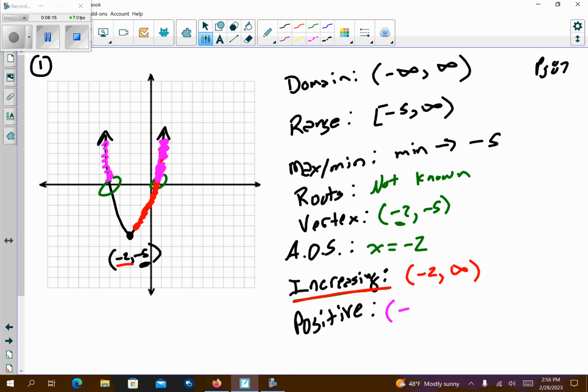So it's positive from negative infinity, and if I look at it, it looks like it's about negative 4.1. I'm just estimating. And it's also positive from my other crossing, that's like 0.2, to infinity. Positive means it's above the x-axis. Okay.